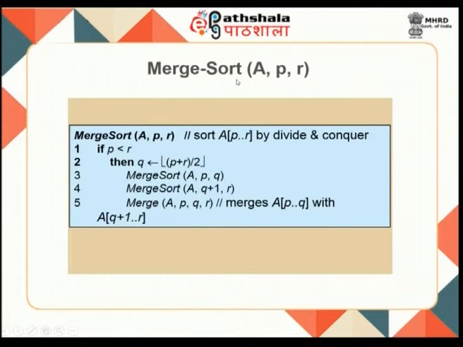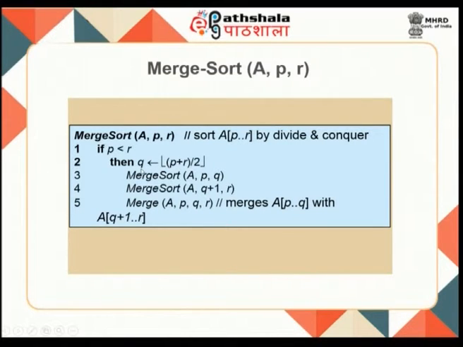So this is the name of the algorithm. A is the array, that is the unsorted one, and P, R are nothing but the lower and upper bounds of the given array. So when P is less than R, I am trying to divide, preferably exactly by half. So I am trying to find P plus R by 2. I am taking the floor to avoid the fractions.